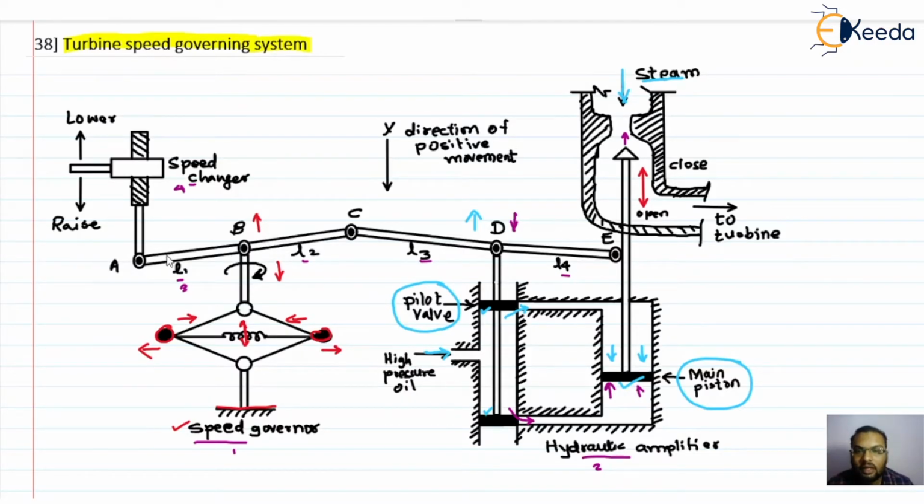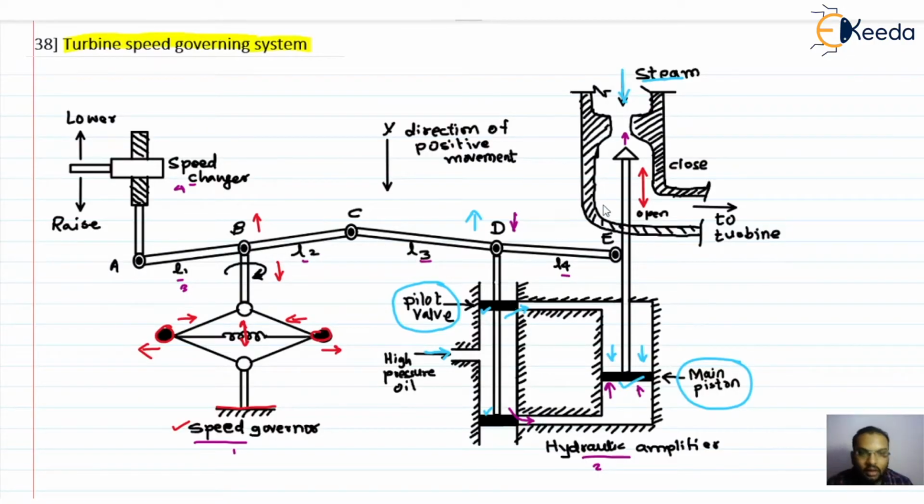Next, this is the linkage mechanism. See, A, B, C is one link which is pivoted at point B. In that, AB I'm calling link 1, BC I'm calling link 2. Now again, CDE is another link which is pivoted at point D. L3 and L4 are the parts of this link. Okay, how is this linkage mechanism going to help me?